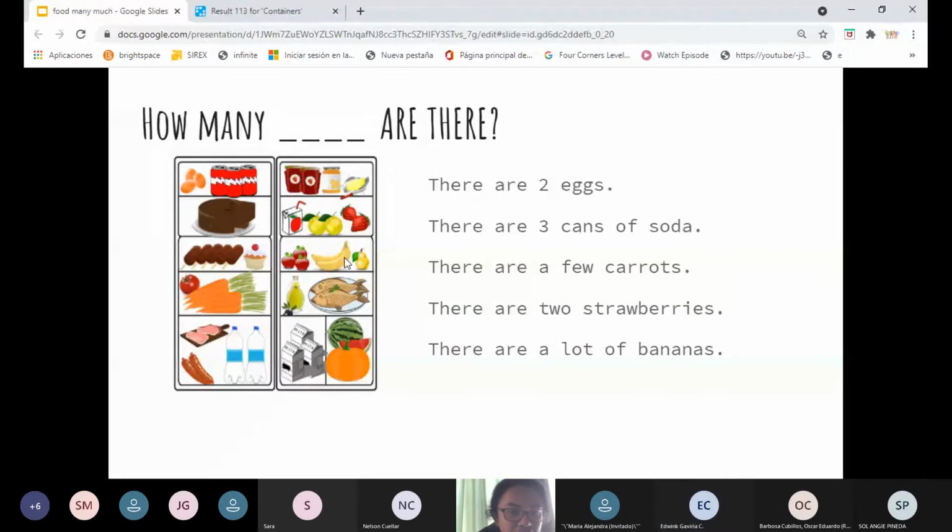Good. And if we talked about the apples, how many apples are there? Excellent. Very good, guys. All right. That's for how many. ¿Sí ven lo que puedo contar?